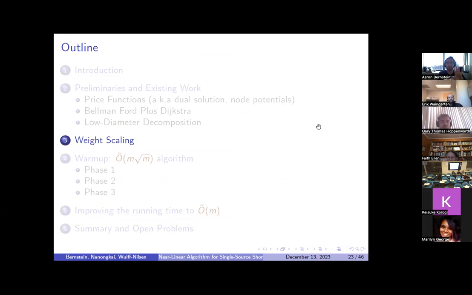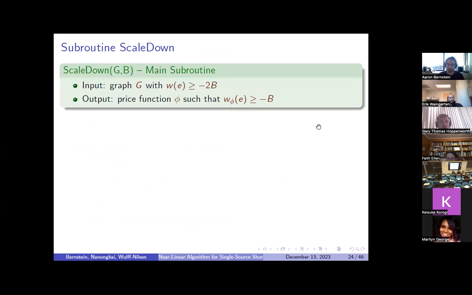Okay, so those were the three main preliminaries I wanted to cover. And now let me also cover one more standard technique, which is weight scaling. Rather than trying to directly find a good price function that makes everything non-negative, the standard tool used for this problem is to slowly scale so the weights become less and less negative.